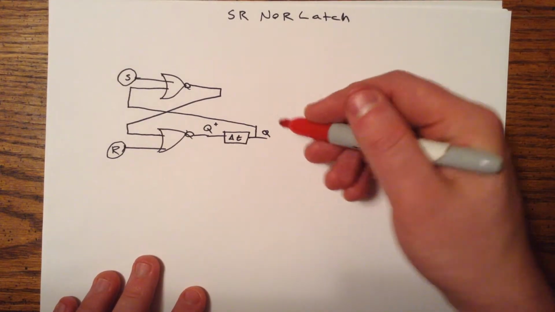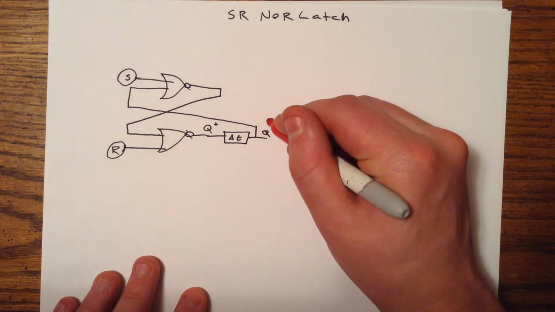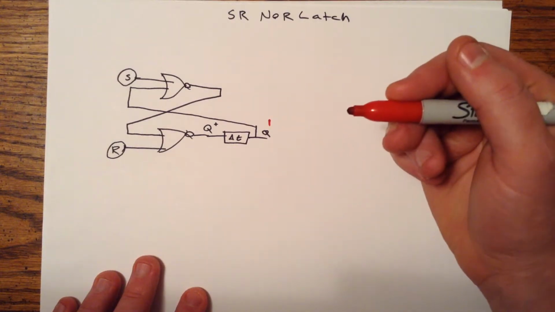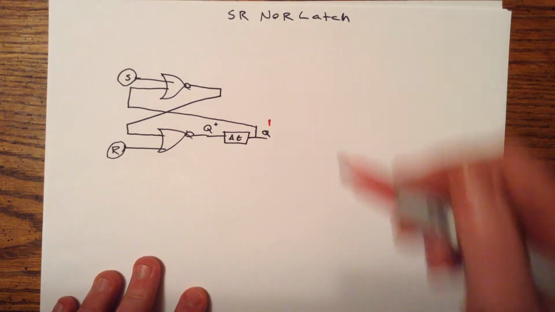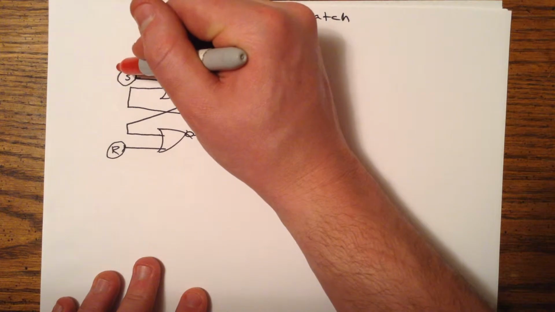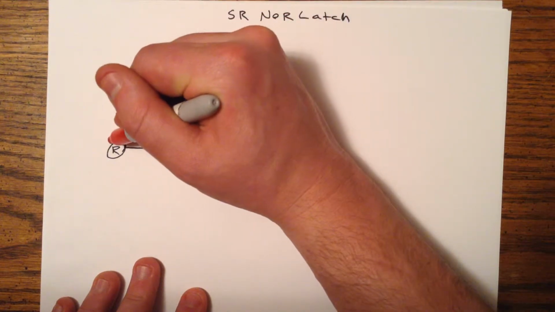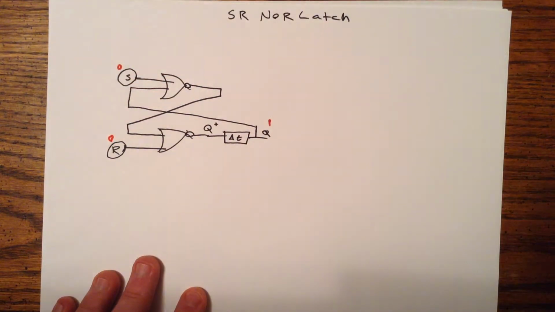For our first example, say that we have a 1 that our latch is remembering. And let's go ahead and say that set is 0 and reset is 0. So we're not trying to set the latch, we're not trying to reset the latch, we're just leaving it in its common state, and we're just going to see if it remembers 1. Let's see if it does.